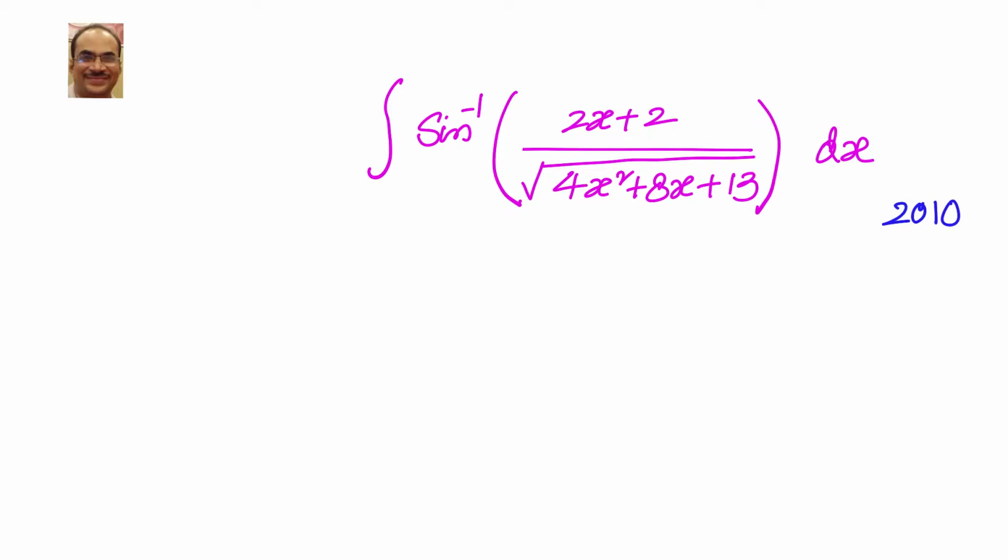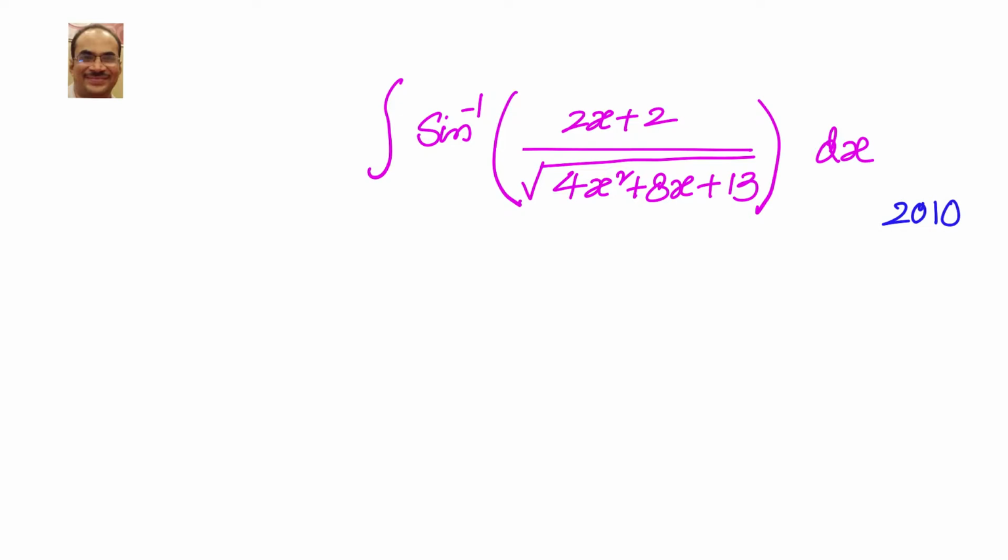In this session, we will see how to find out the integral of sine inverse of (2x plus 2) divided by square root of 4x square plus 8x plus 13. And this was asked in 2010. Now, we want to find out the integral of sine inverse of this. So, we have to transform this whole argument, whatever the function, and write it as sine of some other angle alpha or theta such that sine inverse and sine will cancel. We will convert dx into d theta and see how we can take it forward.